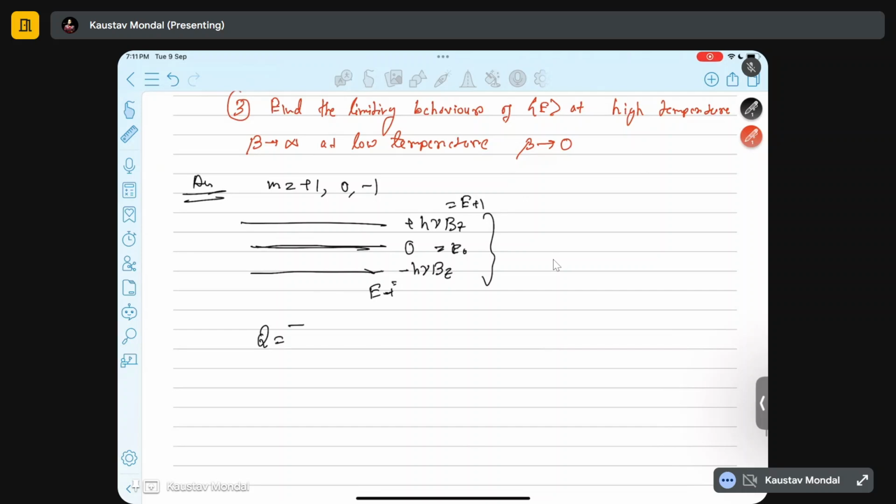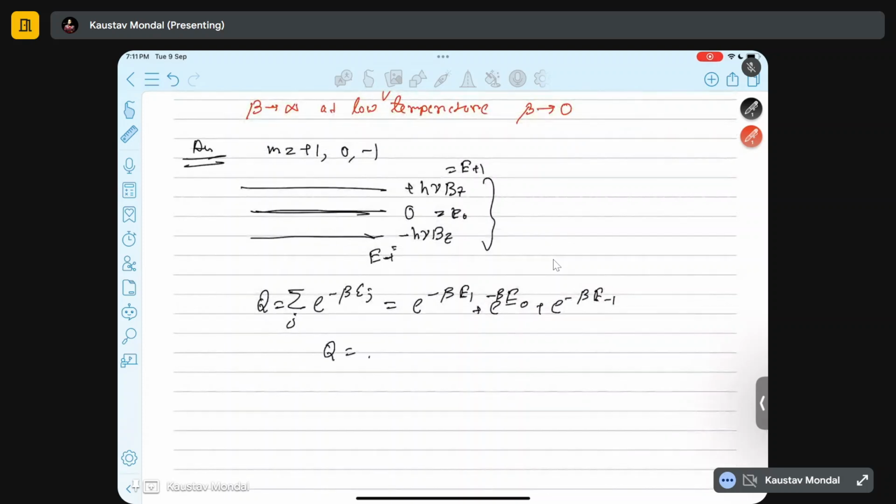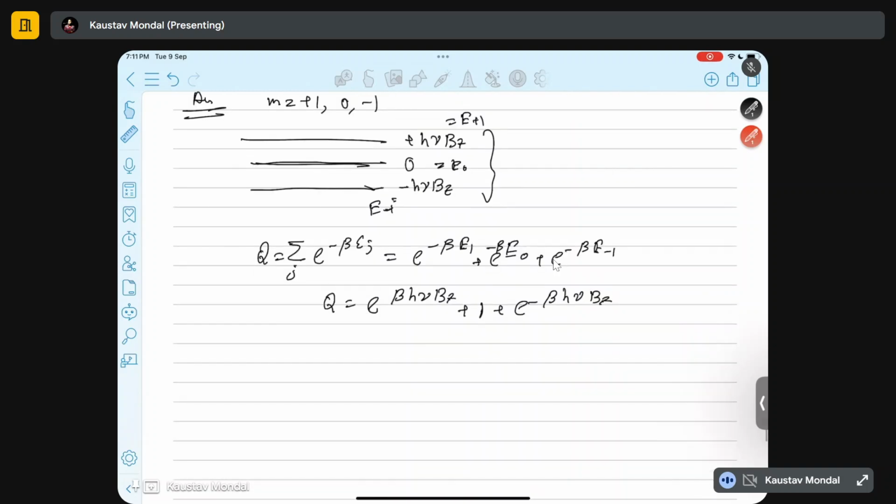So Q would be the summation over j of e to the power minus beta Ej. Here three states are possible, so first will be beta e1, beta e0, beta e minus 1. If you substitute the values, it will become e to the power minus beta h nu Bz plus 0 plus e to the power minus beta h nu Bz. Okay, the expression of q looks like this.